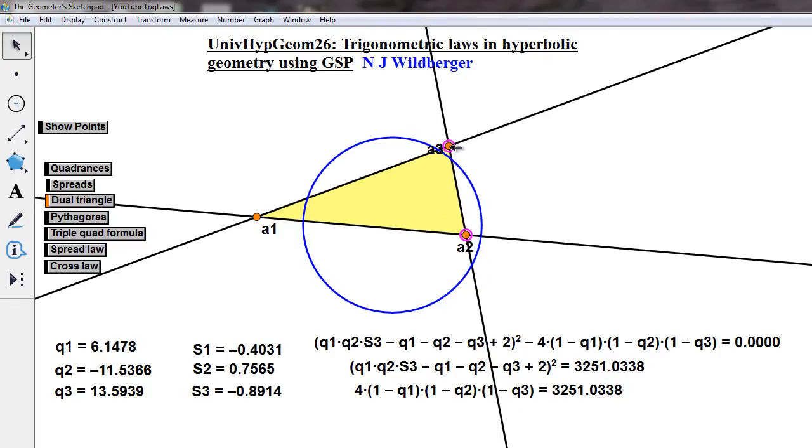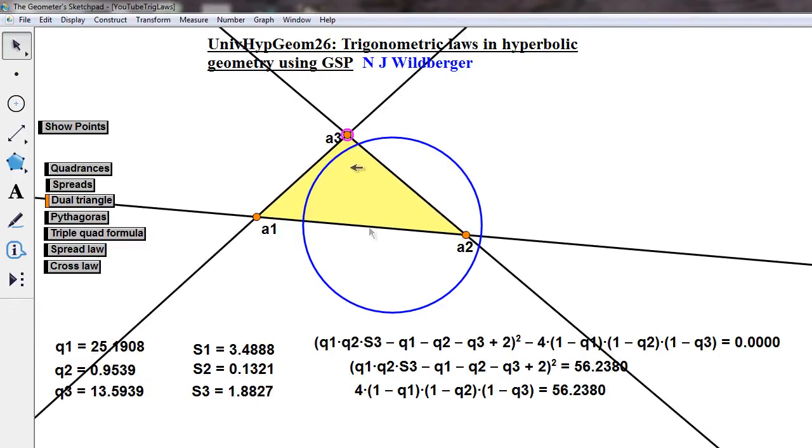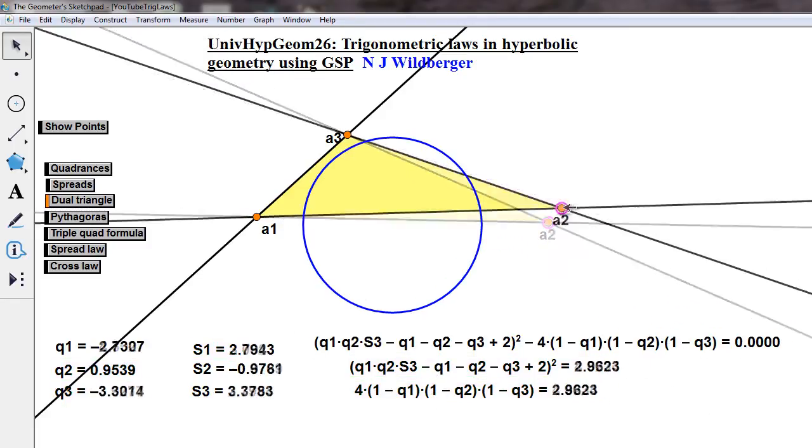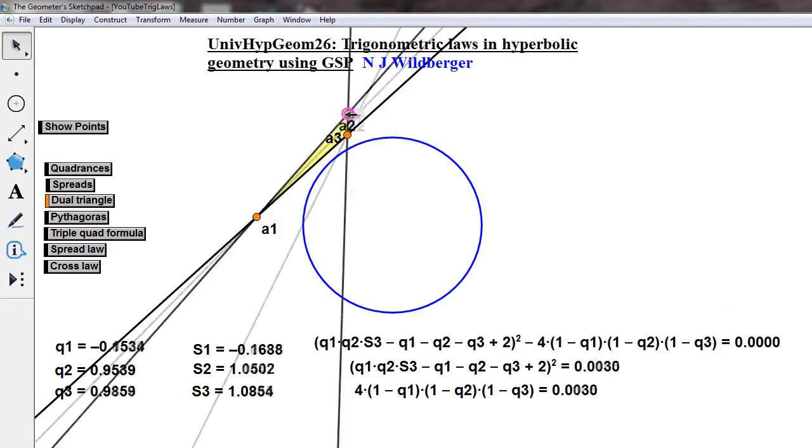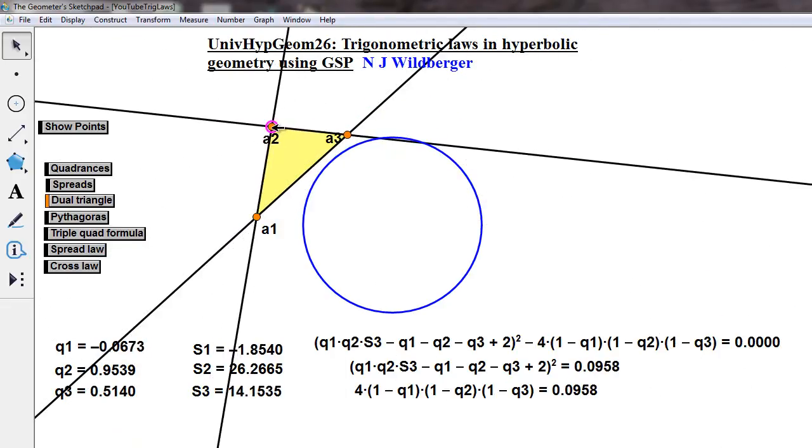And this is just one of three possible laws. We could replace this first term, Q1 times Q2 times S3, with Q1 times Q3 times S2, or with Q2 times Q3 times S1. All of those three quantities would be the same, in fact, and they would all satisfy this left-hand side equals that right-hand side. So we'll have a little look. No matter where we are, this beautiful law is always satisfied.